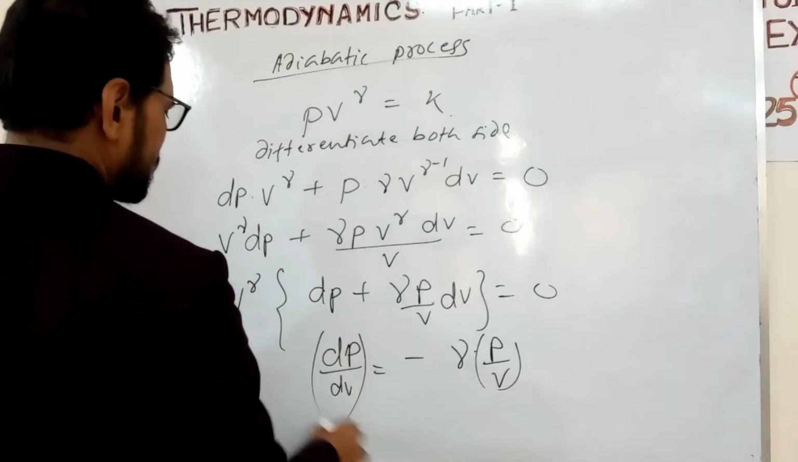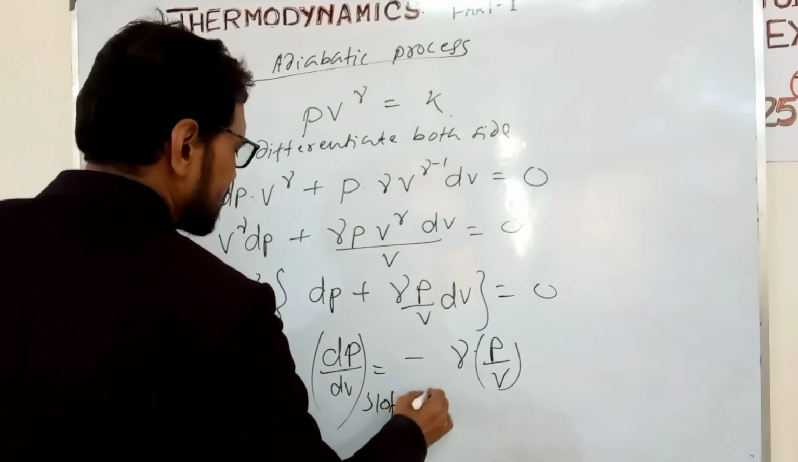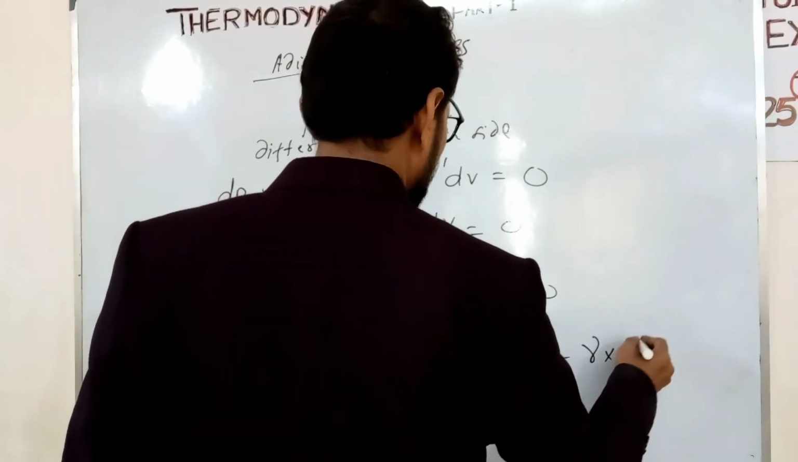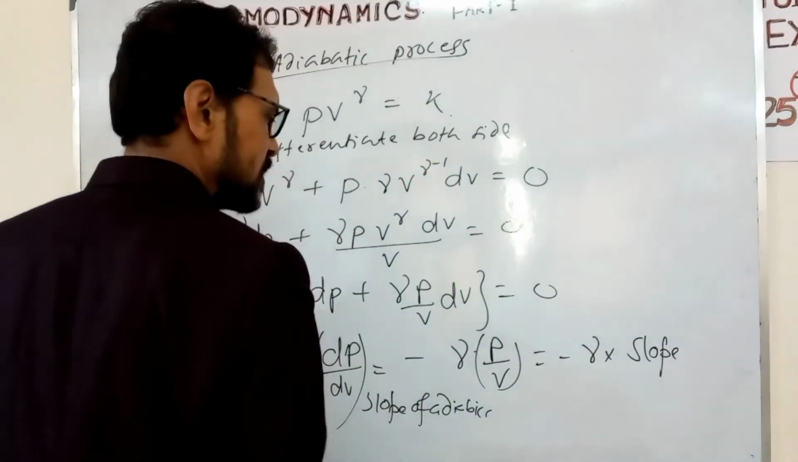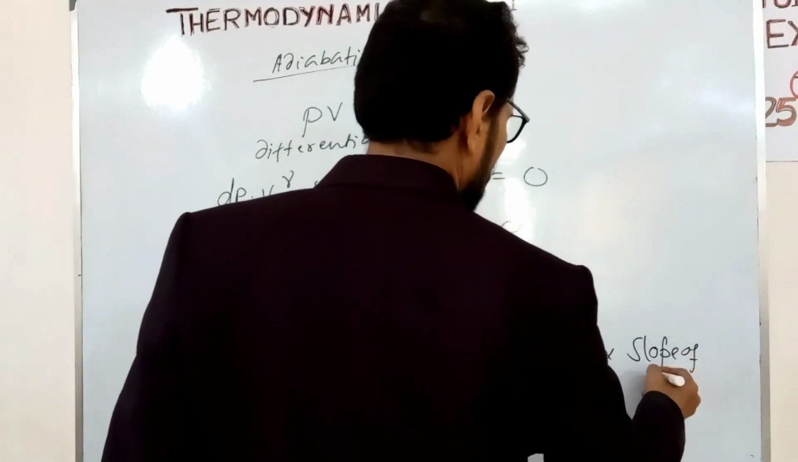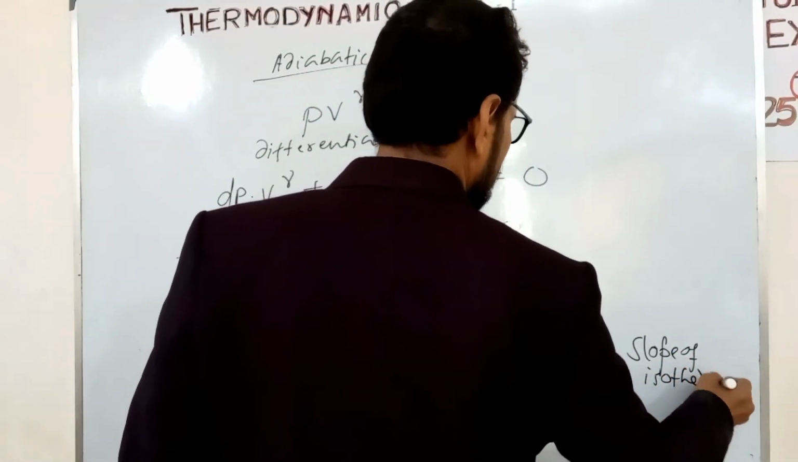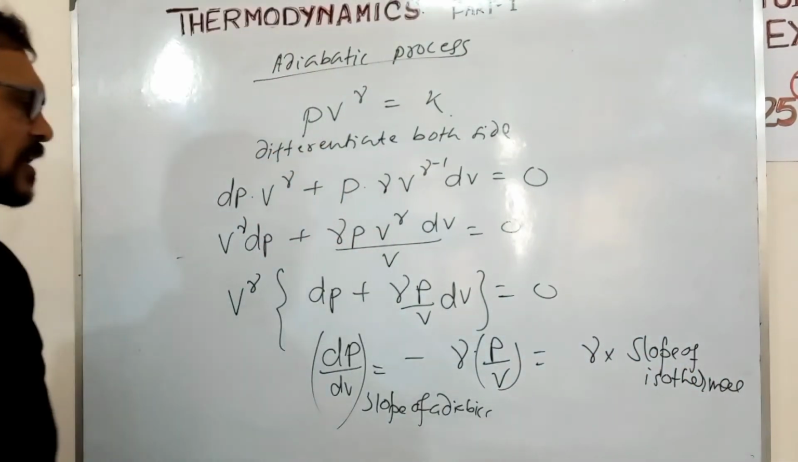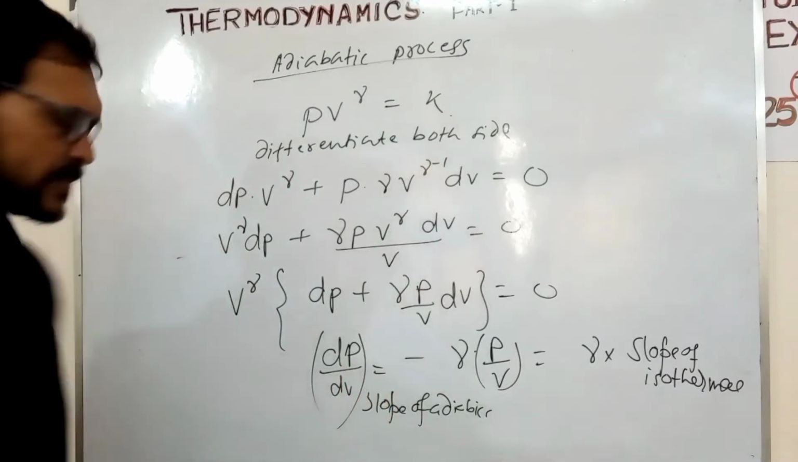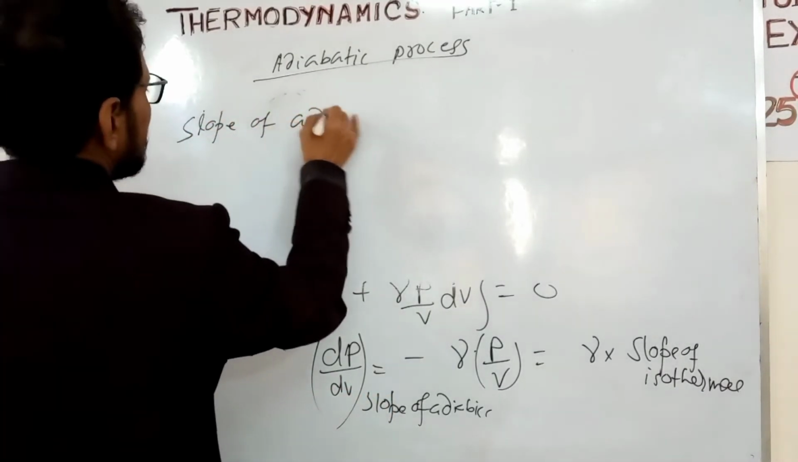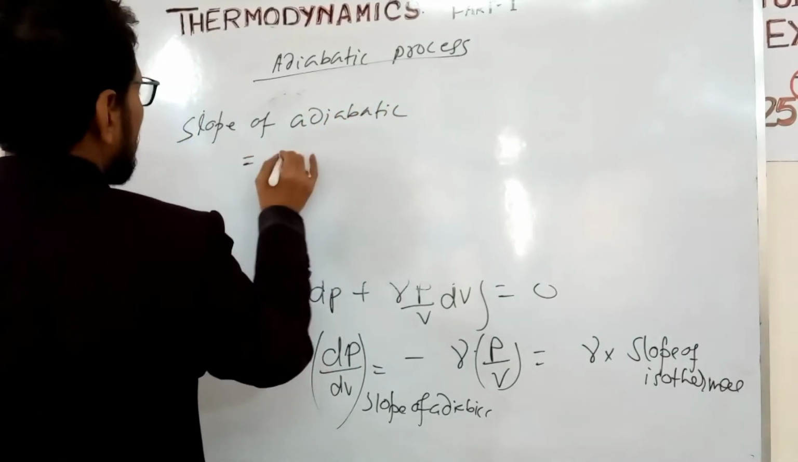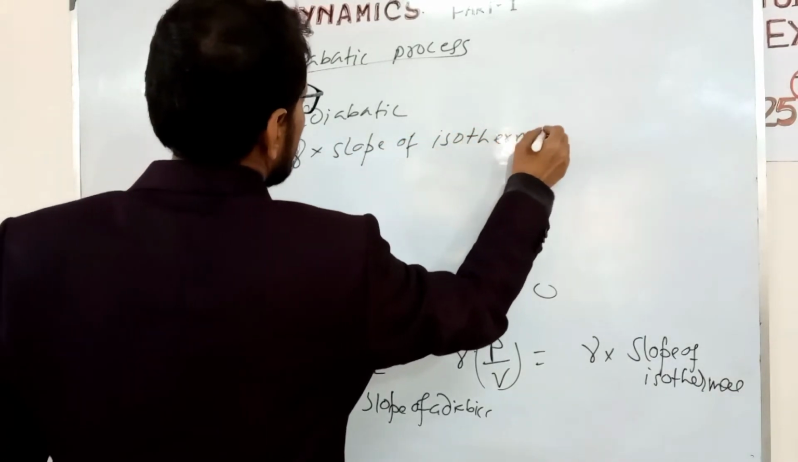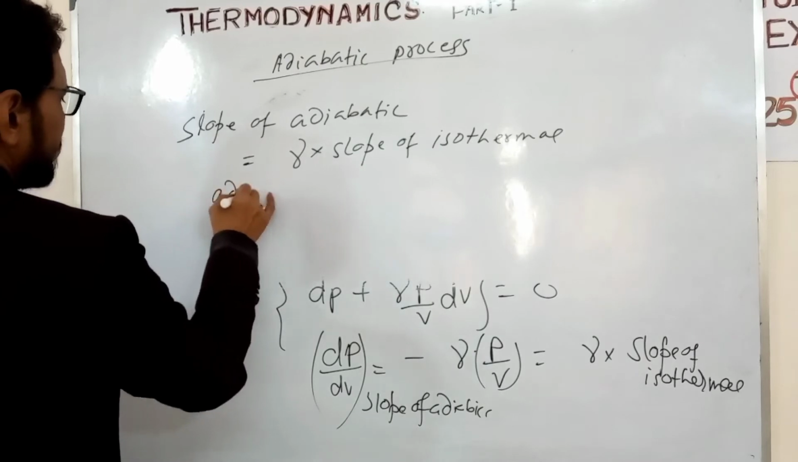This dP/dV is the slope of the adiabatic, so -γ times P/V, where -P/V is the slope of the isothermal. So we have proved that the slope of the adiabatic equals γ times the slope of the isothermal. So the slope of the adiabatic is more steep.